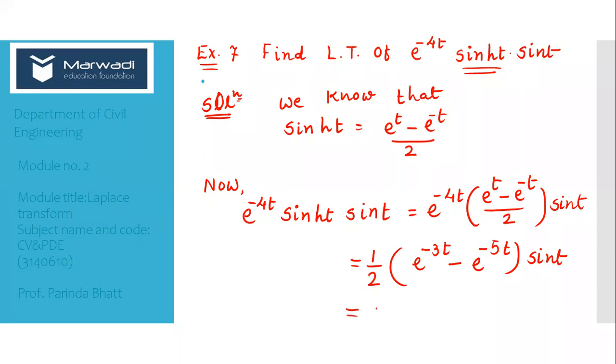Now you can also write it like that: 1 by 2, e raised to minus 3t sin t minus e raised to minus 5t sin t. Right? This is the simplification of the given function. This is question number 6 or 7, but two questions are in the homework, so no problem.